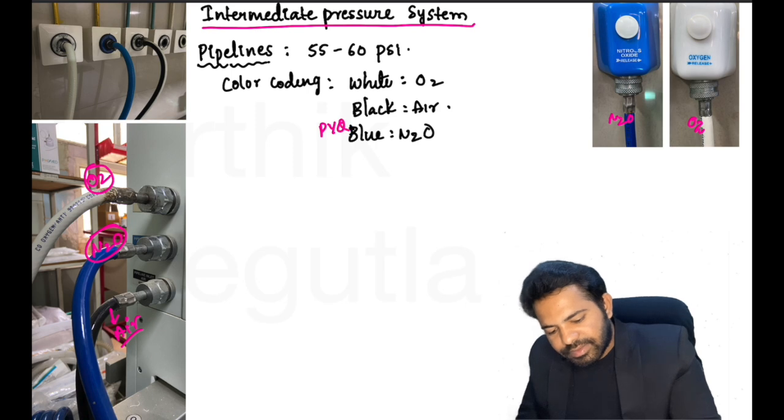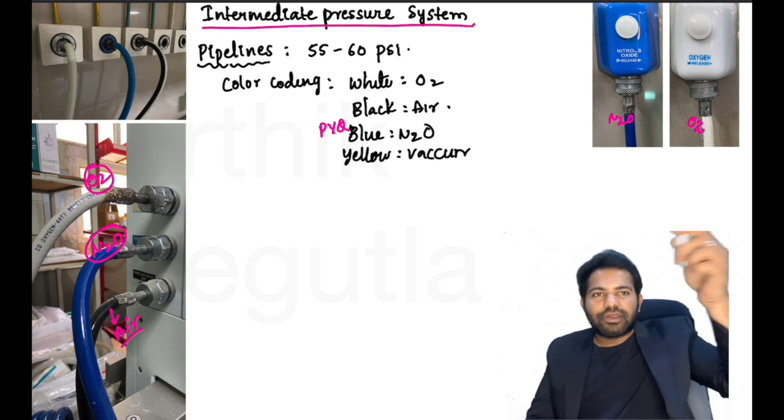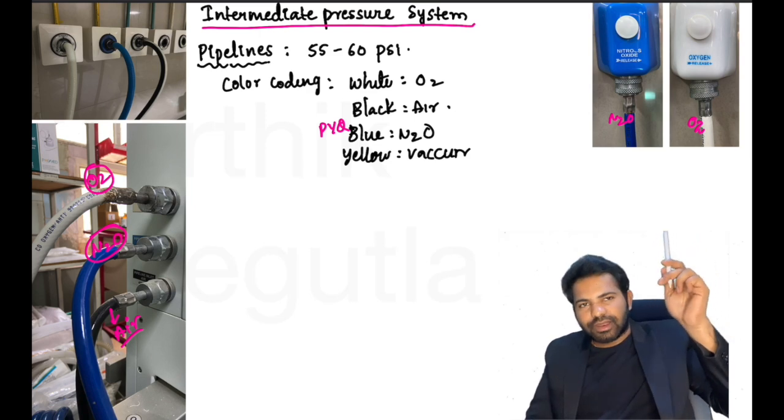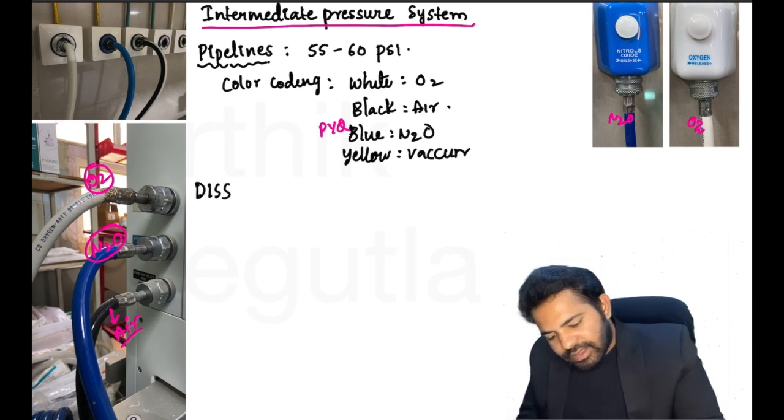This question was asked previously. And yellow is for vacuum. You can find yellow color pipelines all over in your hospital. Oxygen, white color, yellow color vacuum, and nitrous oxide blue. Clear? Then for pipelines we have something called the diameter index safety system.